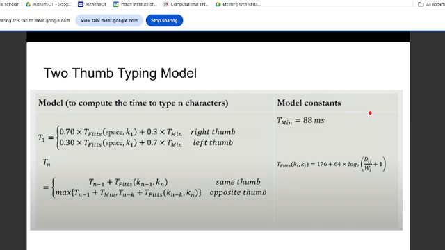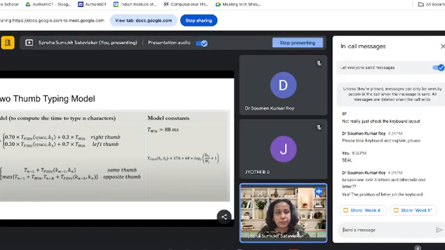Yes. So this is just giving the times for the constants of the model. Again, these model constants are done with fitting of the entire data that has been collected. This was T1 and then this is Tn. So we consider both the timings in case of the two thumb typing model.